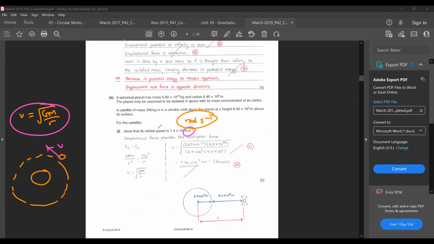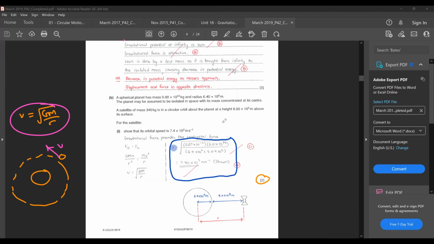Orbital speed in a way can actually mean your linear speed or angular speed. But here, how you know it's talking about linear speed is because you see in the units they're talking about meter per second, so you know it's linear speed. If you want to find the linear speed, because this question is only worth 2 marks, it's already sufficient to just straight away use the equation for linear speed and then sub in your values.